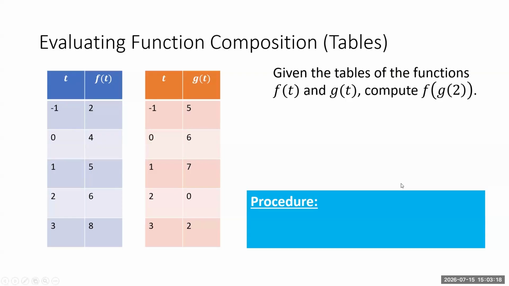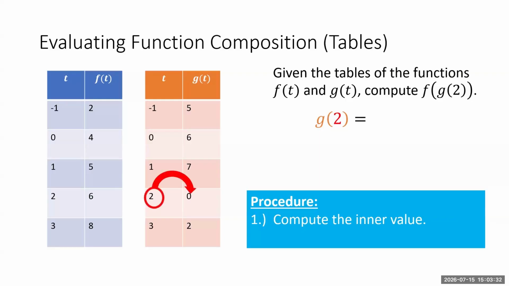Given the tables of the functions f(t) and g(t), compute f(g(2)). Procedure. 1. Compute the inner value. Observe that our inner value is g(2). So if we observe the t value of 2 in the g(t) table, we see that the corresponding y value is 0. We denote this with an arrow going from 2 to 0 in the g(t) table. Thus, we have that g(2) is equal to 0.